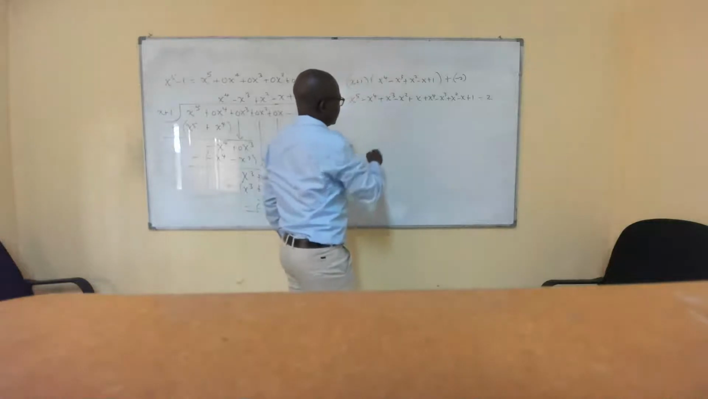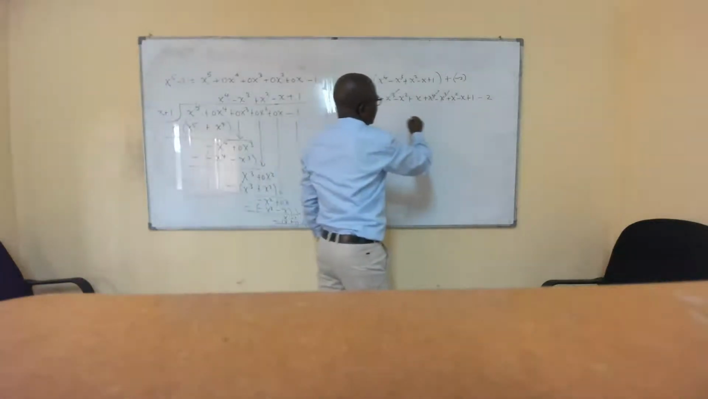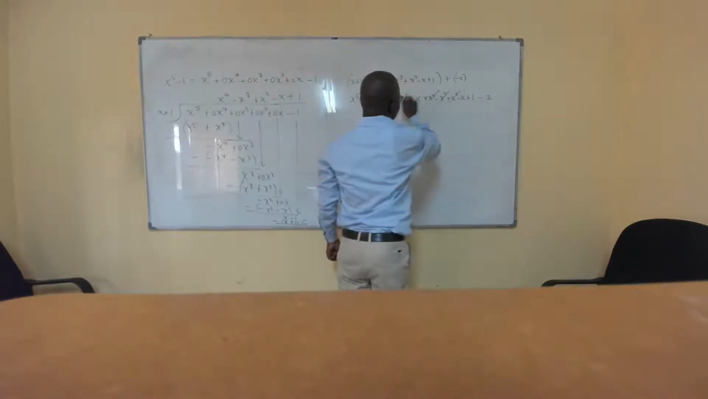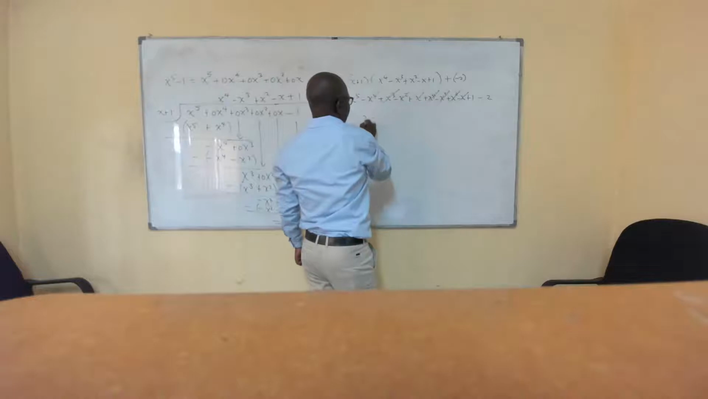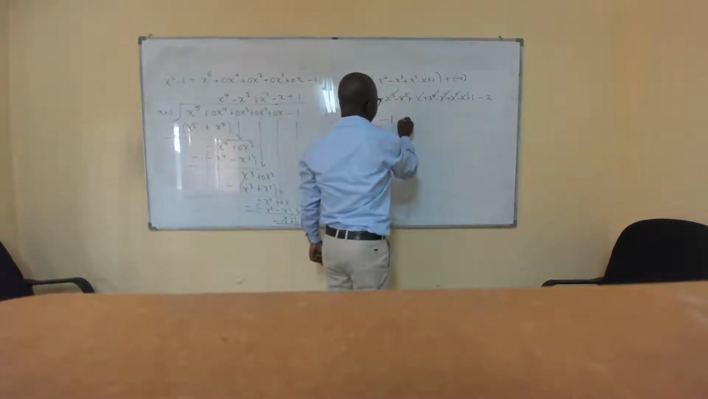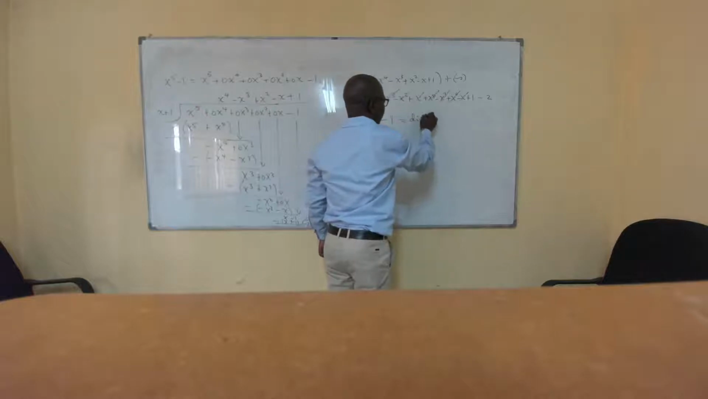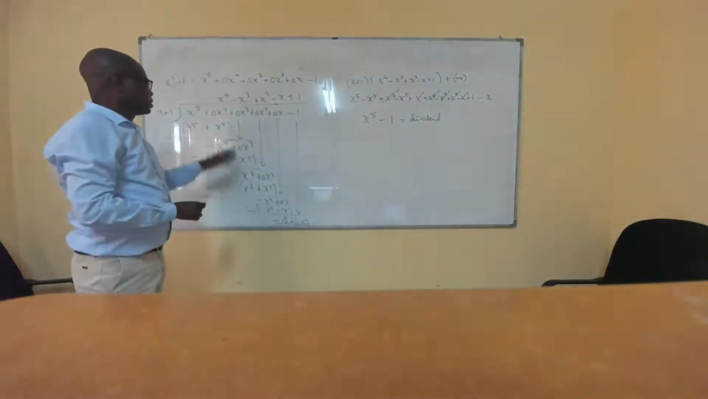So here I think some things will cancel, this will cancel this, this will cancel this, and this will cancel this, this will cancel this. We are left with x to the power 5, and 1 minus that is minus 1, which is actually the dividend. So our result is correct.